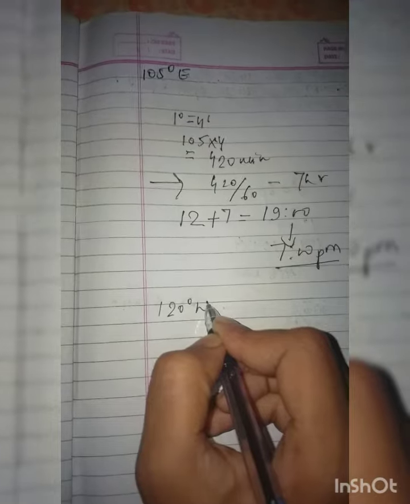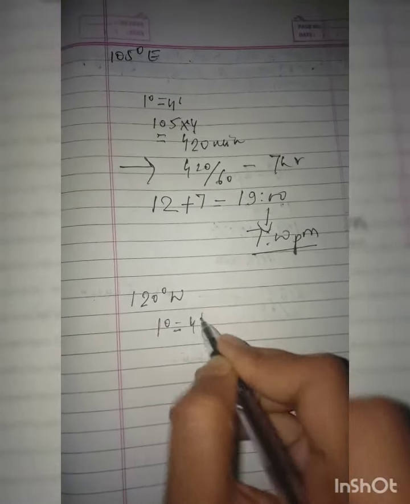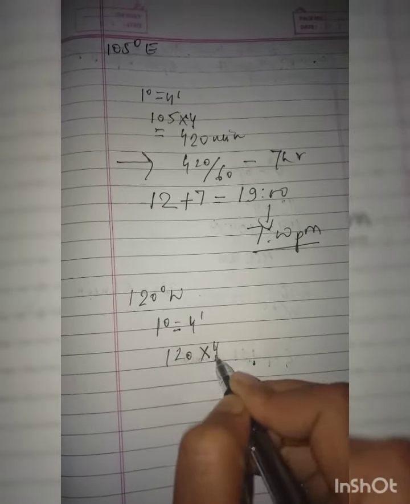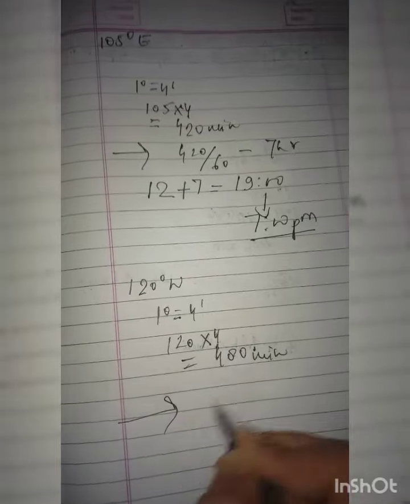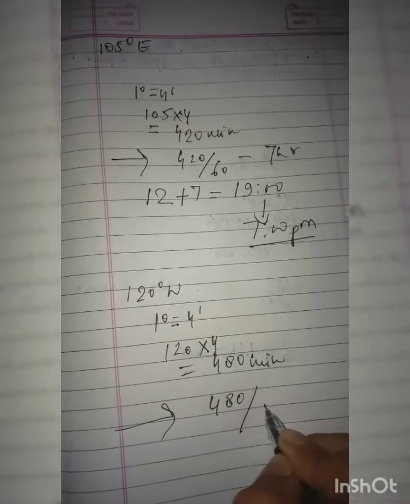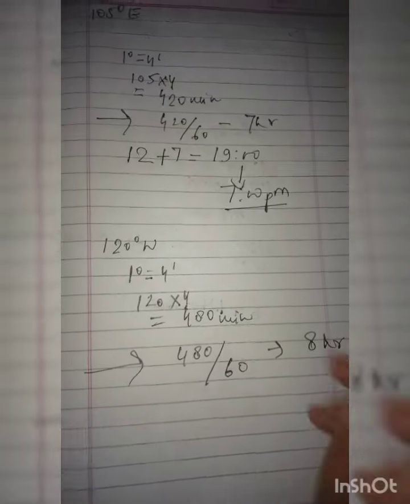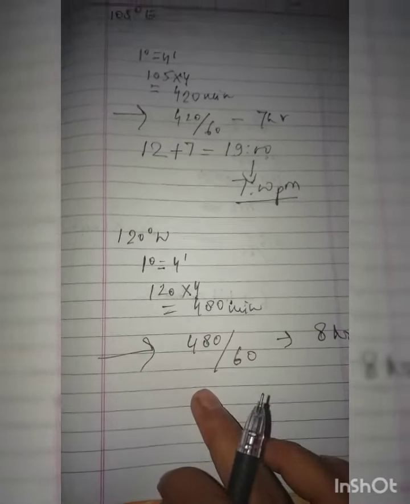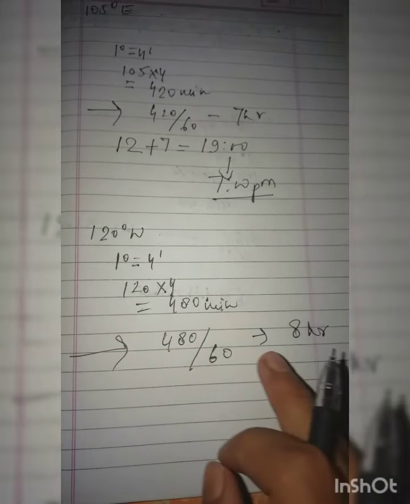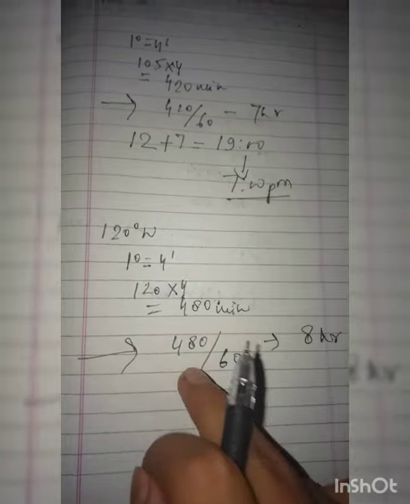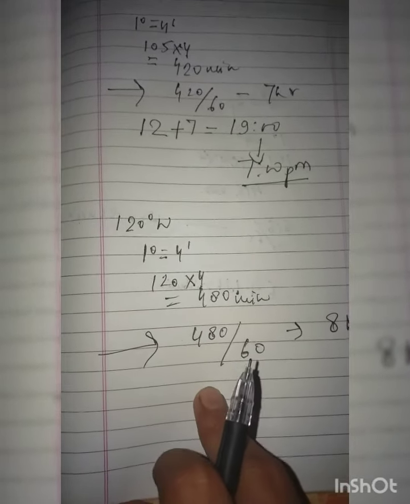So here again 1 degree equals 4 minutes. So 120 into 4 will be 480 minutes. Again, just convert it into hours by dividing by 60. So here it will be 8 hours. Students, again I'm repeating this: just remember that whatever quotient comes will be written in hours, and if any remainder comes, just write it in minutes. It will be easy for you also.